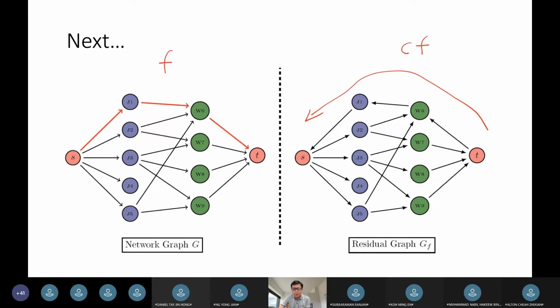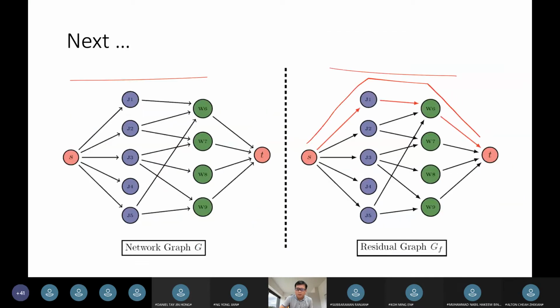So we only touch the path that we are interested in. For example, this one, S to T. Then we only reverse the path from S to T. So every time we find one available path, for example from S to J1 to W6, W6 to T, then we just reverse it.